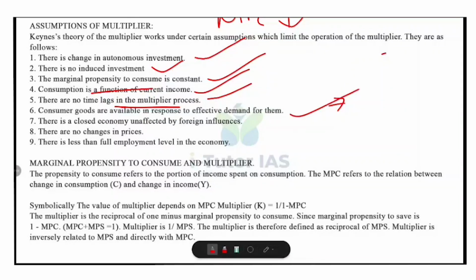Next one is that consumer goods are available in response to effective demand for them. That is, consumer goods are available.